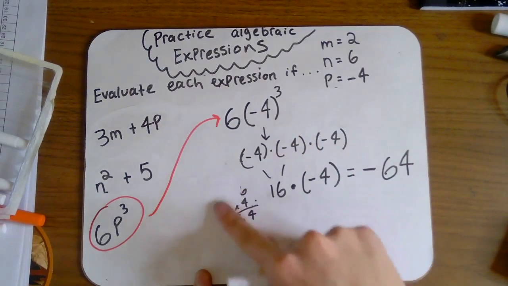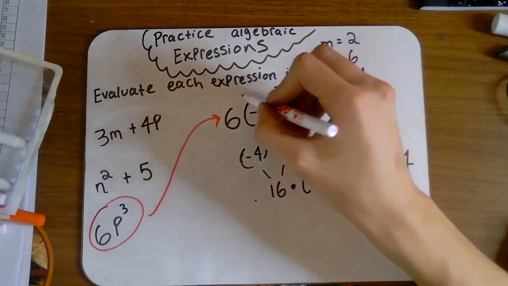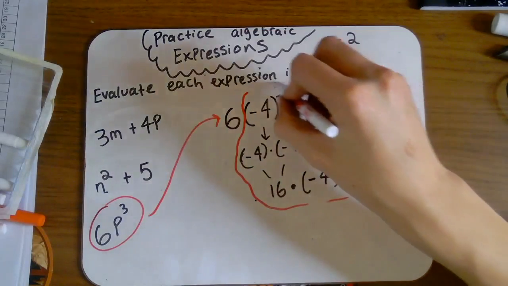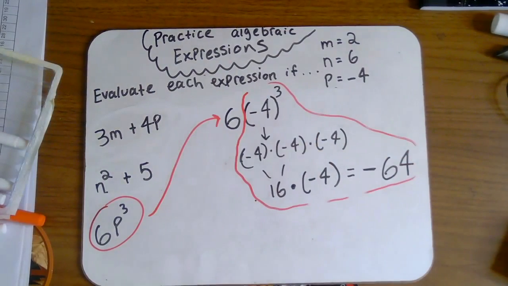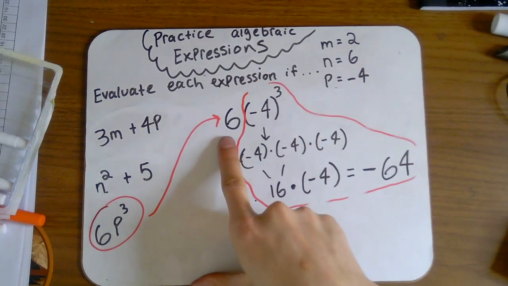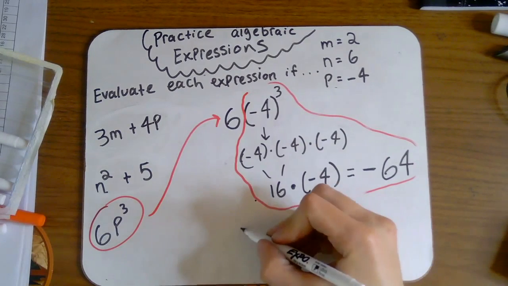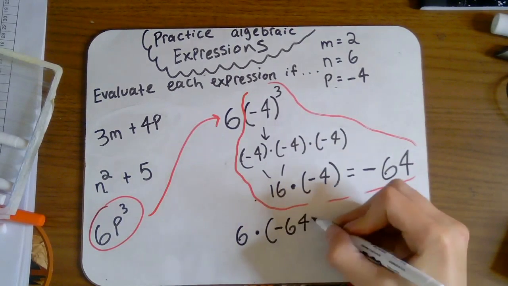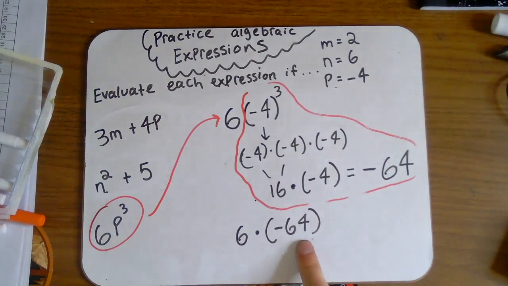And let me go ahead and erase this side work, and that way we can make some room. Because let me use a different color here. All of this was one step. So all of this was to figure out what -4 cubed was. And now that we have it, now we're ready to finish the problem because we still need to multiply this whole amount by 6. So to finish the problem, we're going to have 6 times -64.